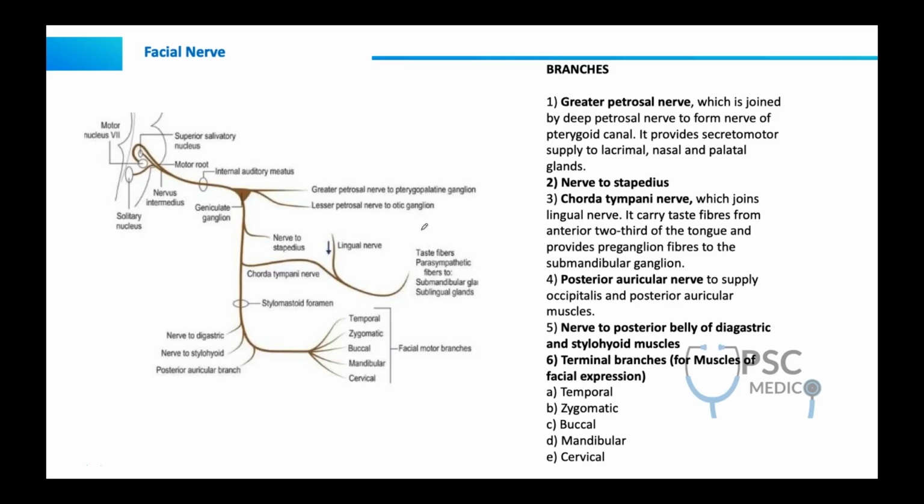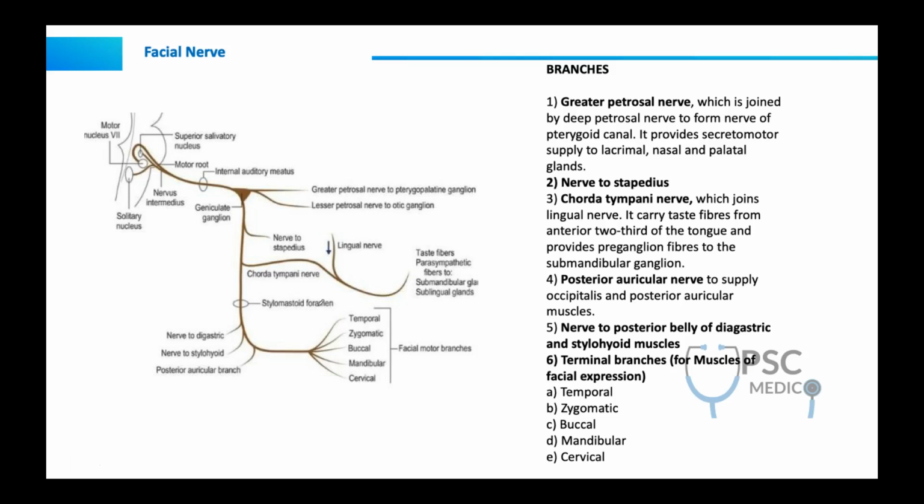And next we have nerve to stapedius, which supplies the stapedius muscle and which decreases sound intensity whenever there are large amplitudes of the sound, and we test this with the help of stapedius reflex. We also have a chorda tympani nerve, which unites with the lingual nerve, and it carries, very importantly, the taste fibers to the anterior 2/3 of the tongue, and also it has a preganglionic supply to the parasympathetic fibers of the submandibular and sublingual glands. And later on we do have a post-auricular nerve, which supplies the posterior muscles like occipitalis and posterior auricular muscles, which are vestigial in humans.